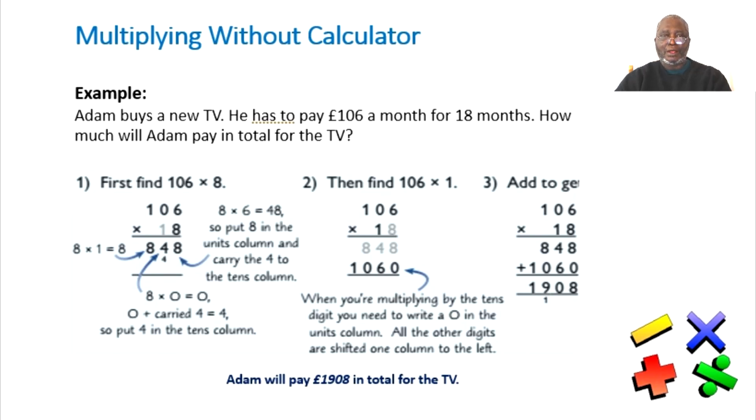What we're saying is 106 times 10 is 1060. Look at the note. Once you've multiplied both digits by the sum you want to multiply, then you add your answers together. In this case, 848 plus 1060 is equal to 1908. So to write your answer down, you say Adam will pay £1,908 in total for the TV.